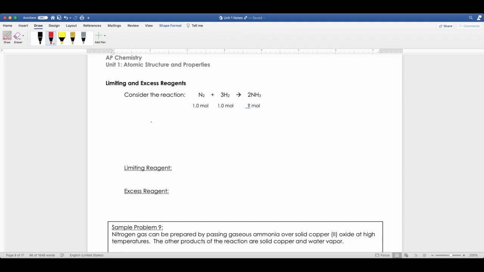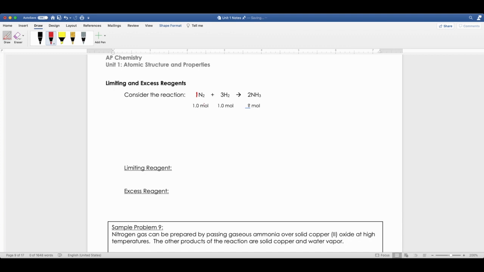So in order to identify the limiting and excess reagent, of course, we have to say how much of that final product can be produced from each of these. So how much ammonia can I make from 1 mole of nitrogen? And how much ammonia can I make from 1 mole of hydrogen? And this final number of moles of ammonia depends on the mole ratio. So based on this balanced chemical equation, 1 mole of nitrogen produces 2 moles of ammonia, and 3 moles of hydrogen produces 2 moles of ammonia.